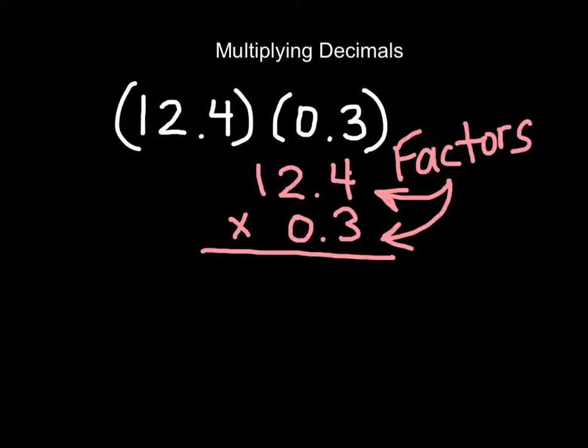I'll go 4 times 3 is 12, carry the 1. 2 times 3 is 6, plus 1 is 7. And then 3 times 1 is 3. All right, and then 0 times any number is 0, so I didn't need to multiply the 0.